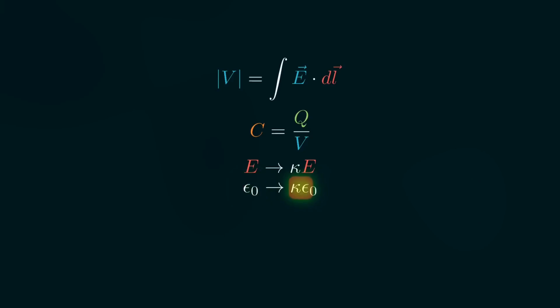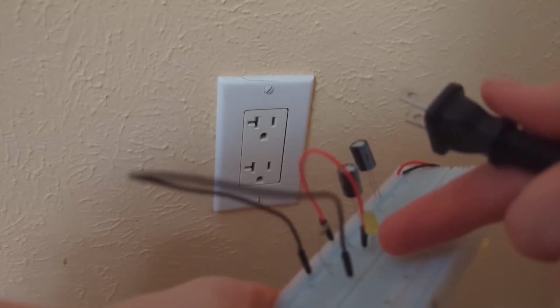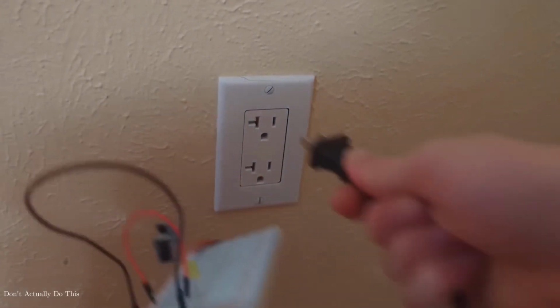So I got a circuit right here. It's got some capacitors, a resistor, and there's a light bulb right here. And the outlet is actually just a voltage source. So if I go ahead and plug this in.